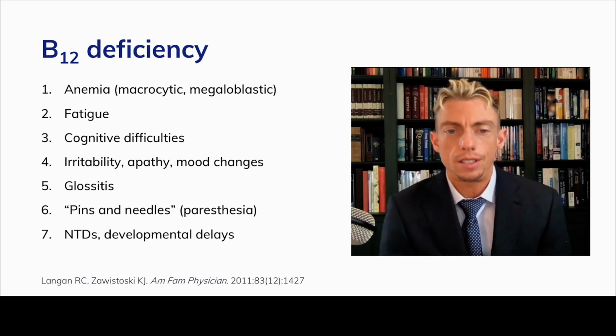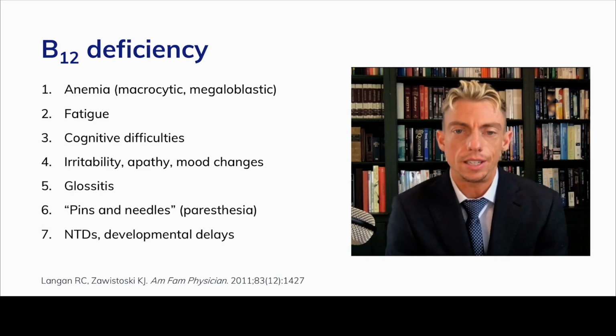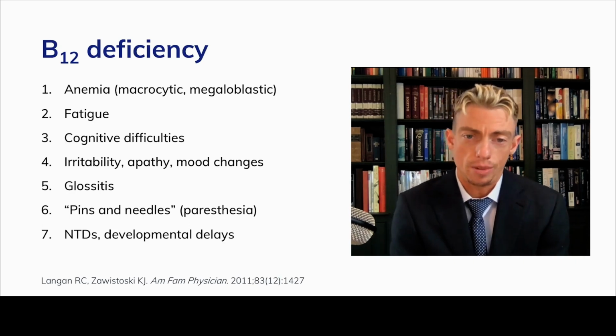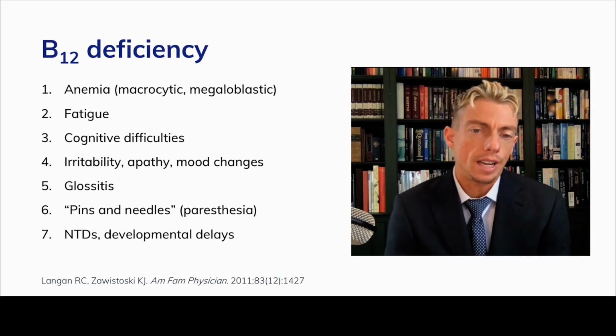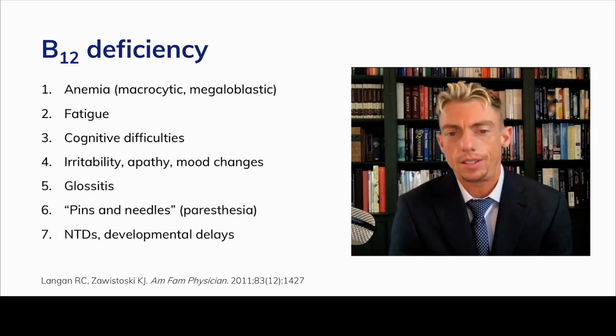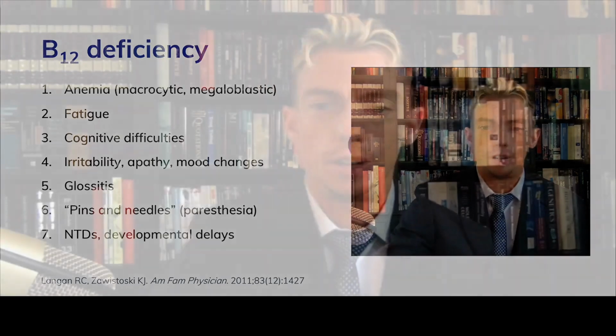With advanced deficiency, you get inflammation, or glossitis, of the tongue. And then patients often complain about a burning or prickling sensation, primarily in the extremities, and that's a paresthesia that results from B12 deficits. Neural tube defects and developmental delays are a more severe consequence pertaining to women of childbearing age.